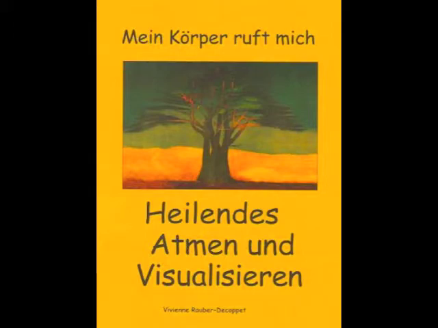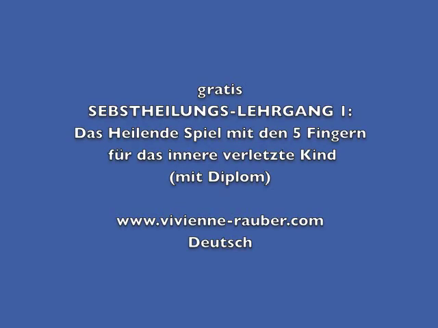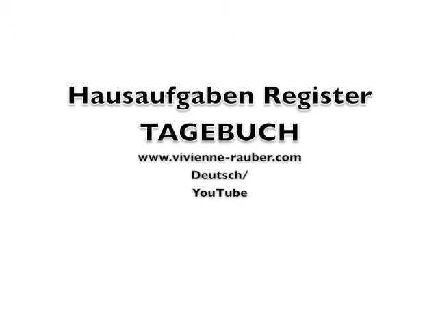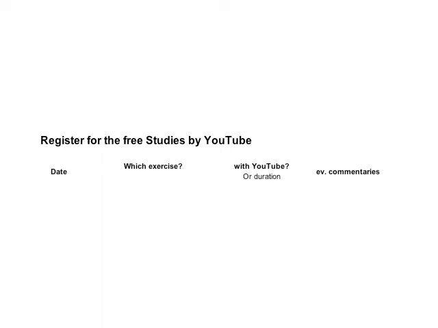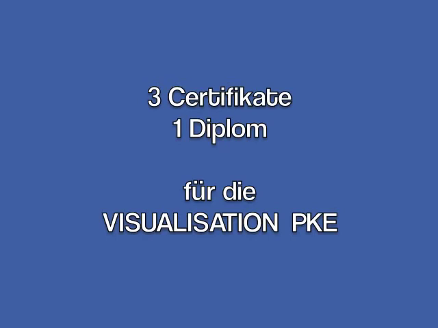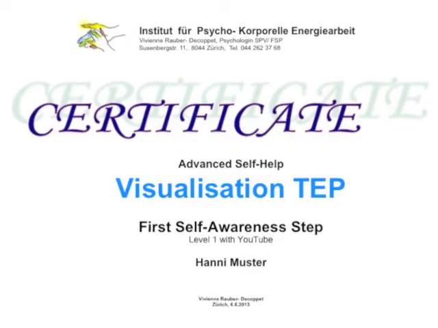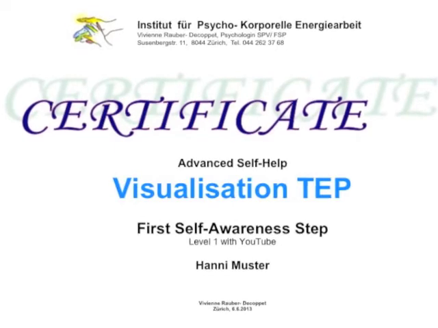You do all the lessons of the Visualisation TEP in the order that they are, and fill out the register for homework by YouTube. You also find them in my web page under YouTube, and you will fill out the date and what you do, and if anything special happens. For the Visualisation TEP, there are 3 certificates and 1 final diploma. For the first certificate, you have to do the following.